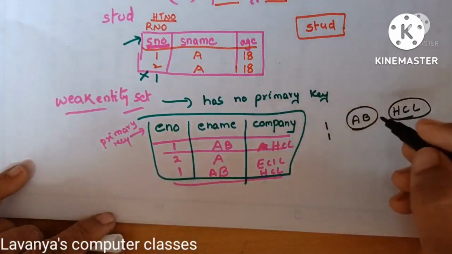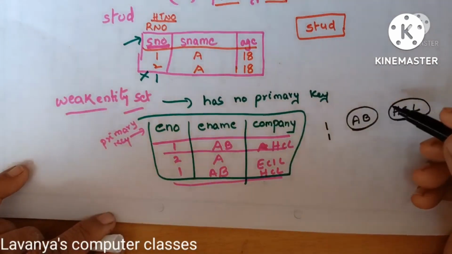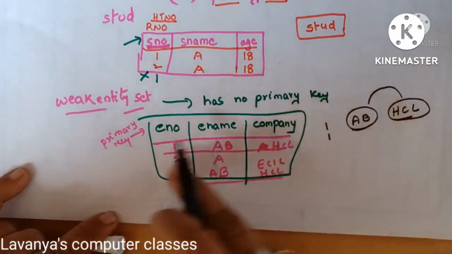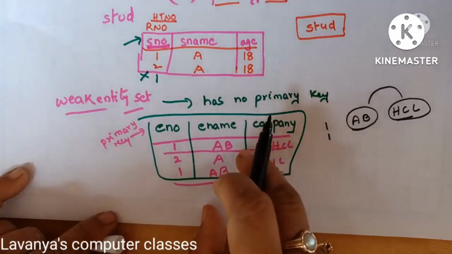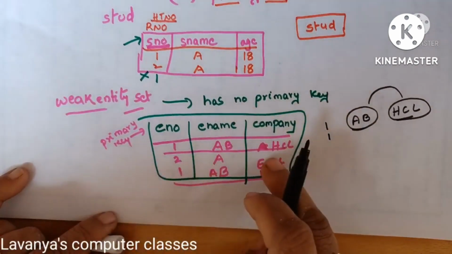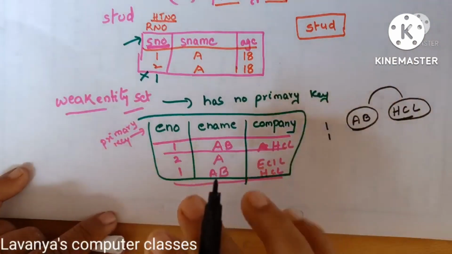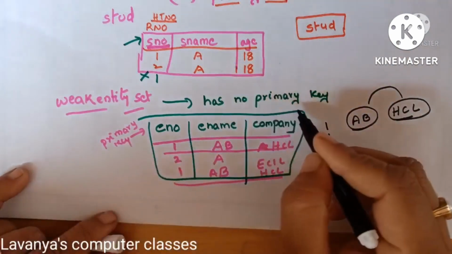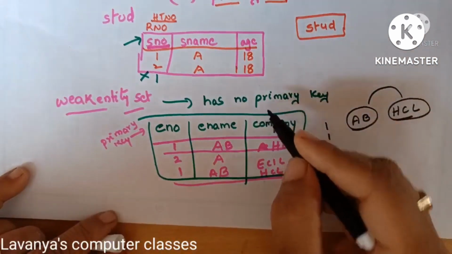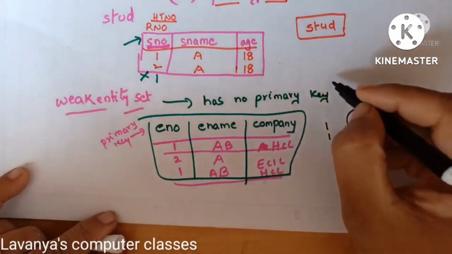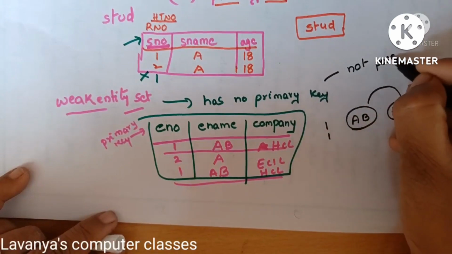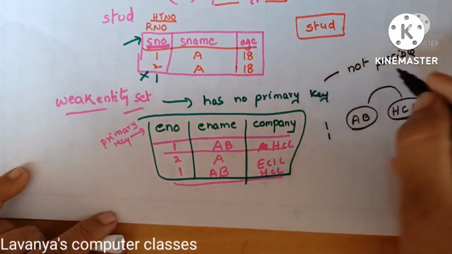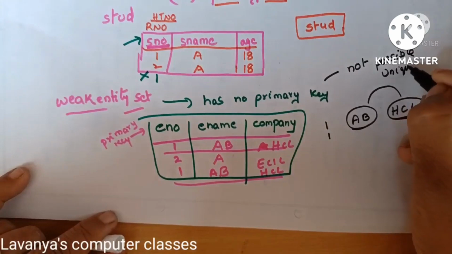So how can you recognize, how can you differentiate these two employees? There is no separate field. In this example, it is not possible to identify one person from another person. So any entity set that has no primary key, where it is not possible to identify records uniquely, is called a weak entity set.